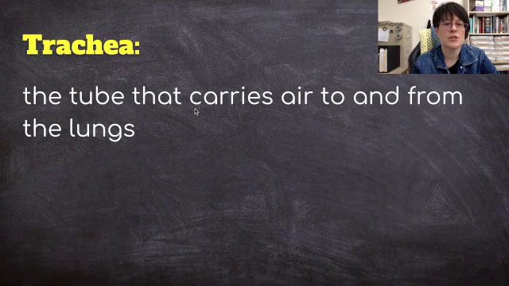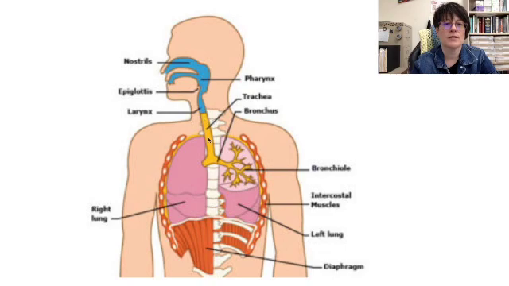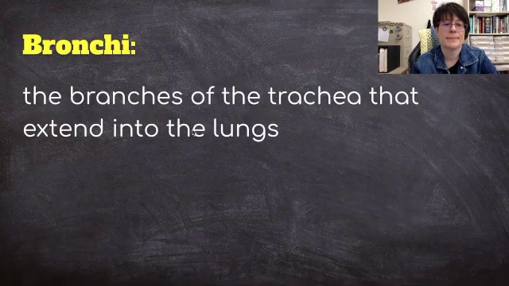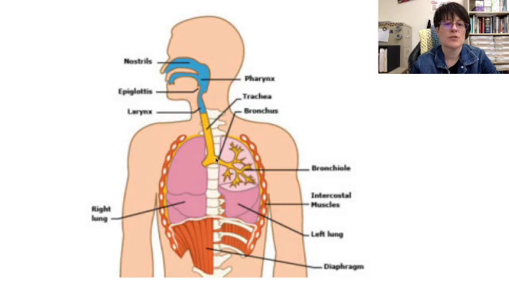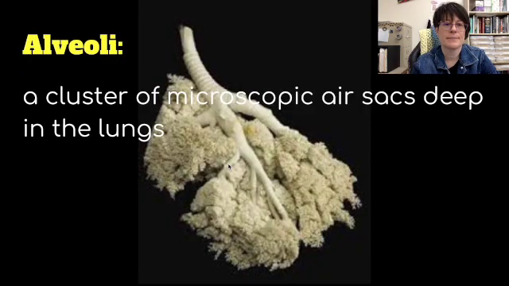The trachea is the tube that carries air to and from the lungs. So here is the trachea, and remember the epiglottis covers the trachea so that food goes down the esophagus and not the trachea. The bronchi are the branches of the trachea that extend into the lungs. So right here, those are the bronchi.